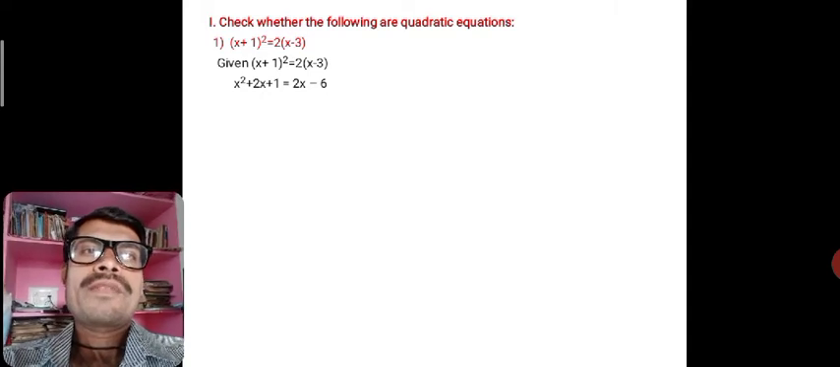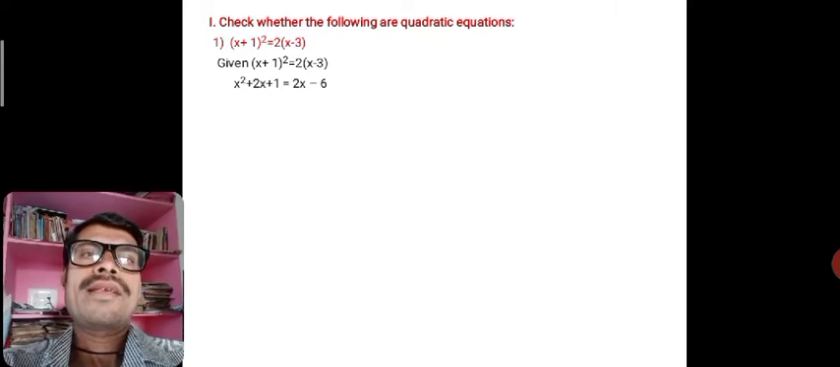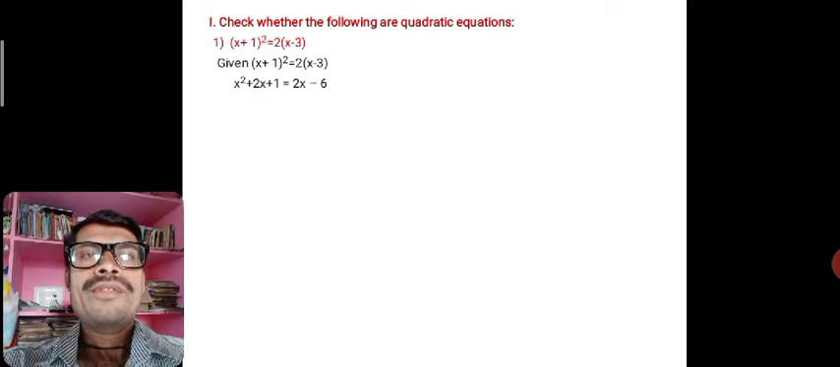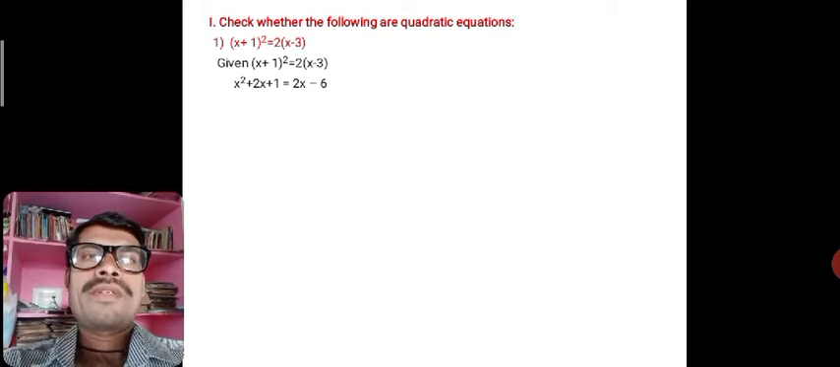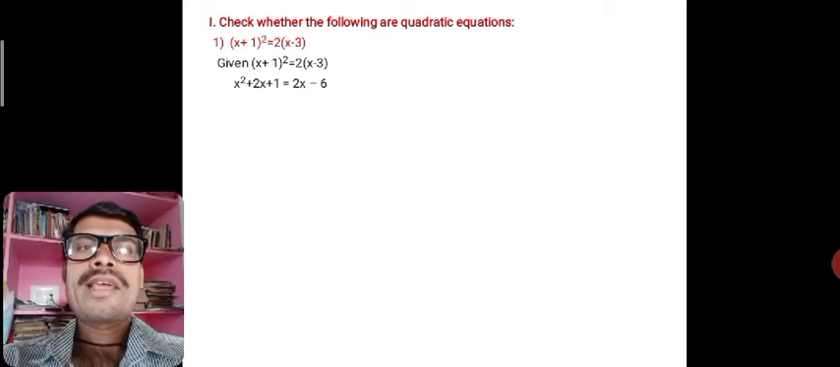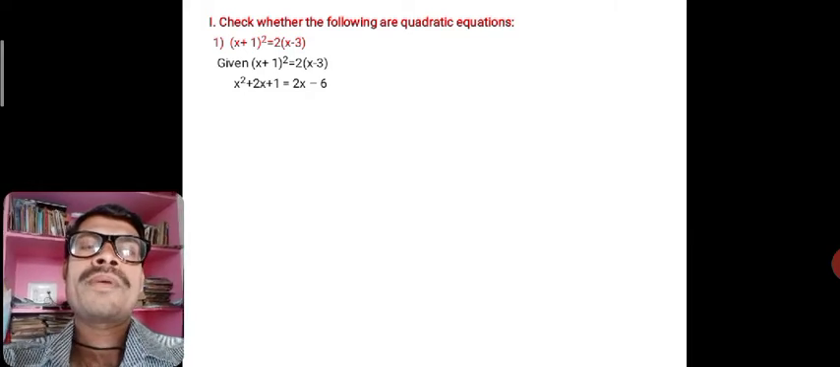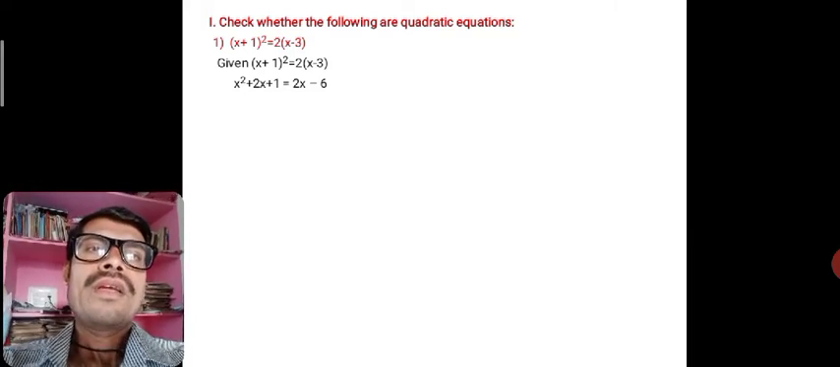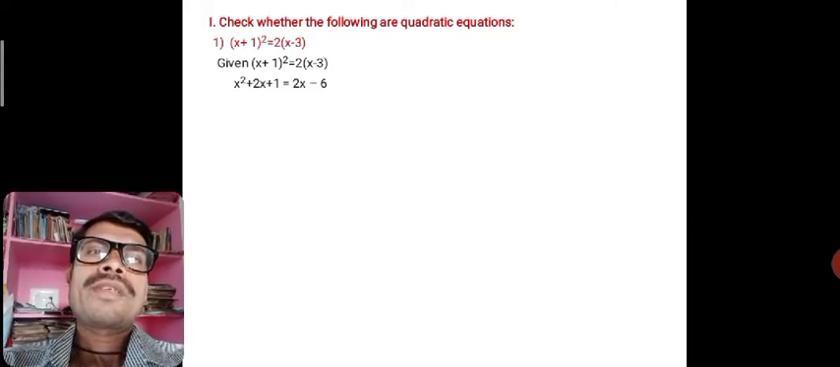By using a plus b whole square, we can expand x plus 1 whole square as x square plus 2x plus 1. By the identity a plus b whole square is a square plus 2ab plus b square. A square is x square, and 2ab is 2 into a is x, b is 1, which is 2x.